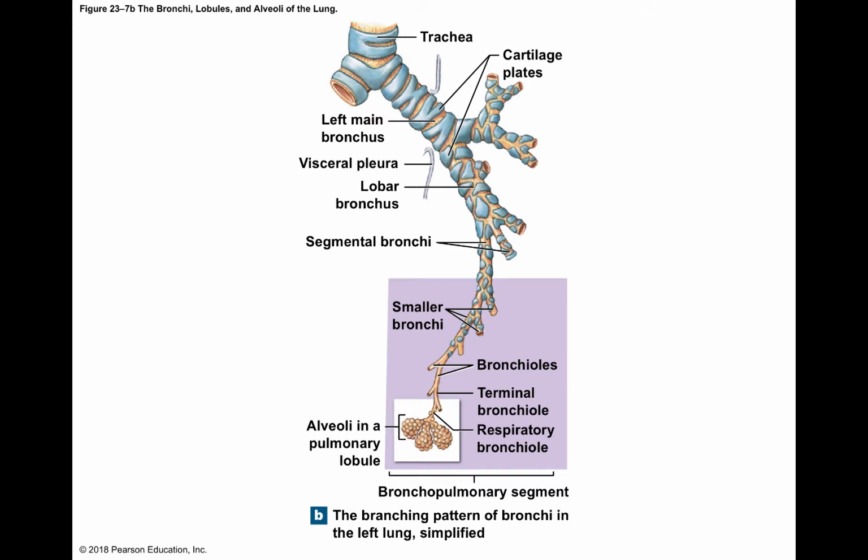Okay, so that's how we get the air down. This is a conducting system. We're going to conduct the air all the way down until we get to the respiratory bronchioles and the alveoli. And once we're there, now this is actually where air is going to get exchanged. So this is more of, instead of conducting, the respiratory portion. We're actually going to have gases exchanged.